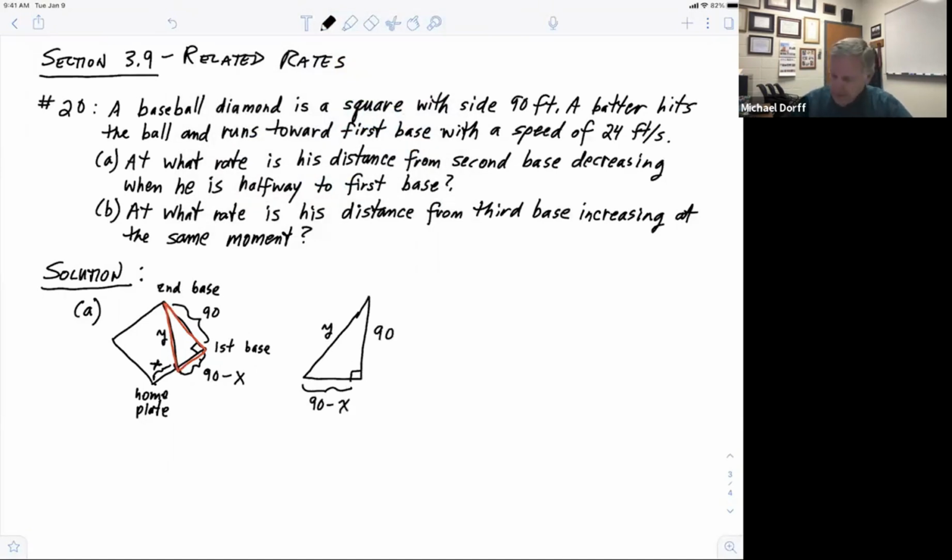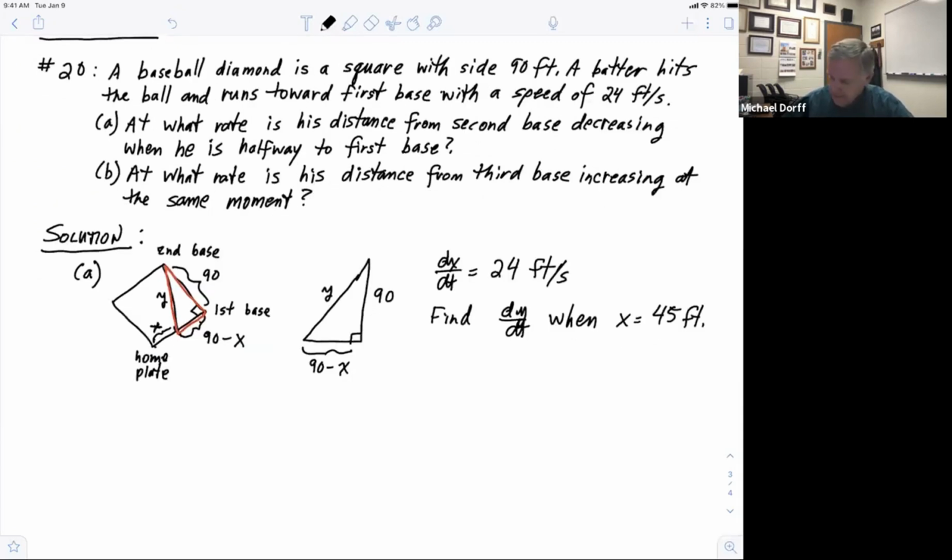And in this problem, what am I given? He's running toward first base at a speed of 24 feet per second. So that means dx/dt is 24 feet per second. And what am I supposed to find? I'm supposed to find dy/dt when x equals 45, since halfway of 90 is 45 feet.